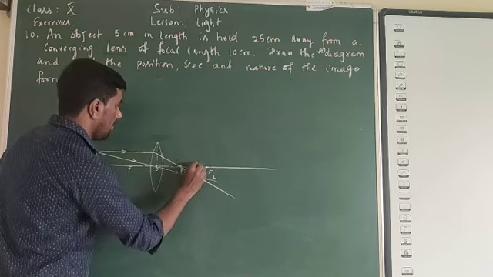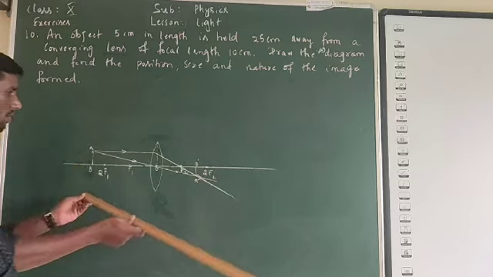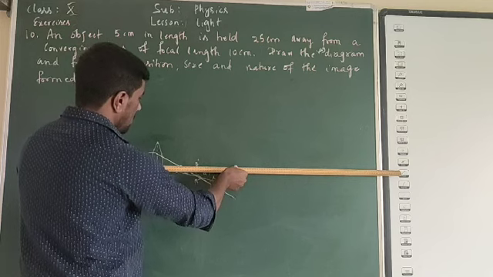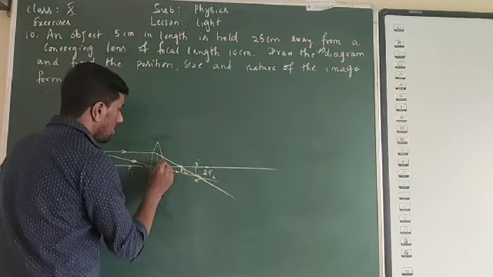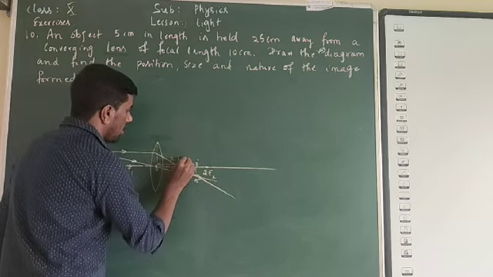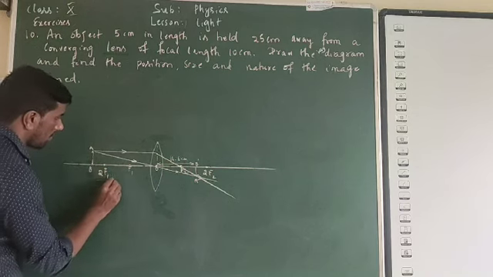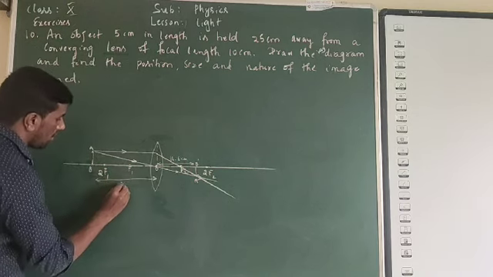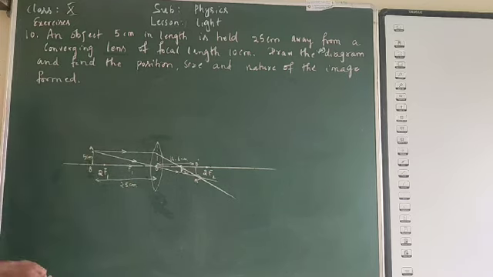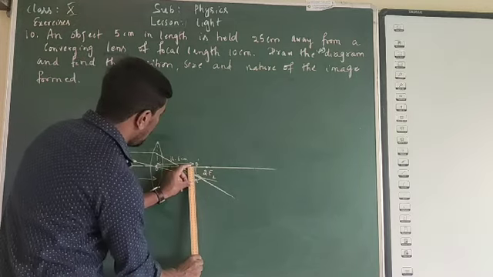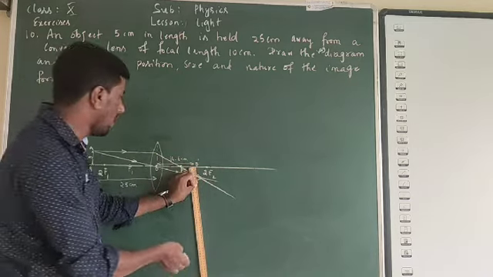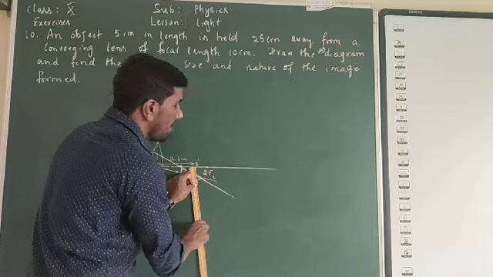A dash, B dash. You can observe the distance from the optical center. You must get 16 point something. So the image distance is 16.6 centimeter, and the object distance is 25 centimeter. Its height is 5 centimeter. The object height is 5 centimeter. You can measure the image height also, that is around 3.3. In the numerical problem we got 3.3, right? You can observe from the scale also it is around 3.3 only.